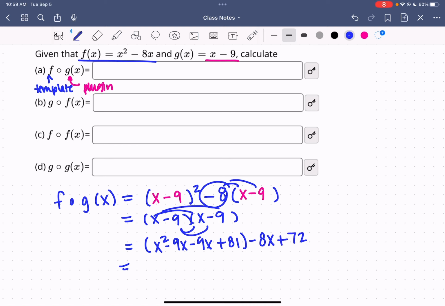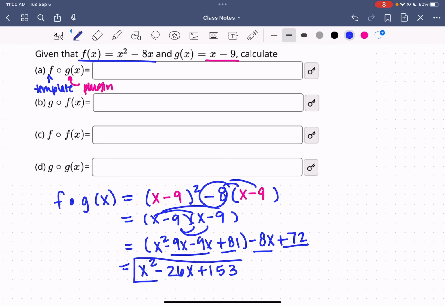I'm going to go through here and combine like terms. That gives me x squared. I have all three of these x's, so that gives me, let's see, negative 18x plus another negative 8, so negative 26x. Then I'm going to put 81 and 72 together. Let's see, 81 and 72, that would give me plus 153.